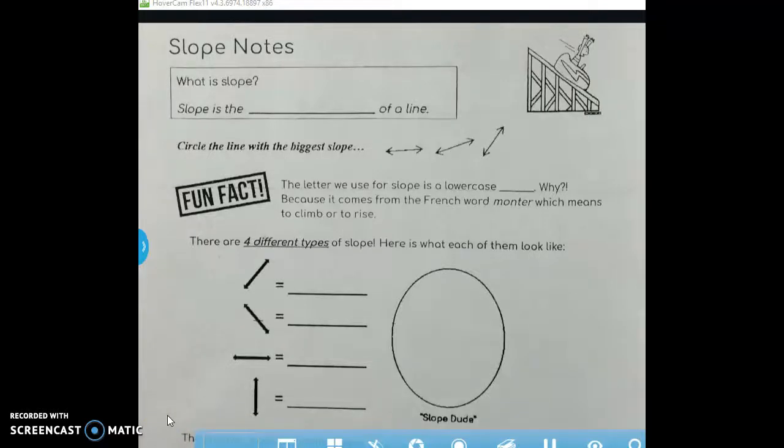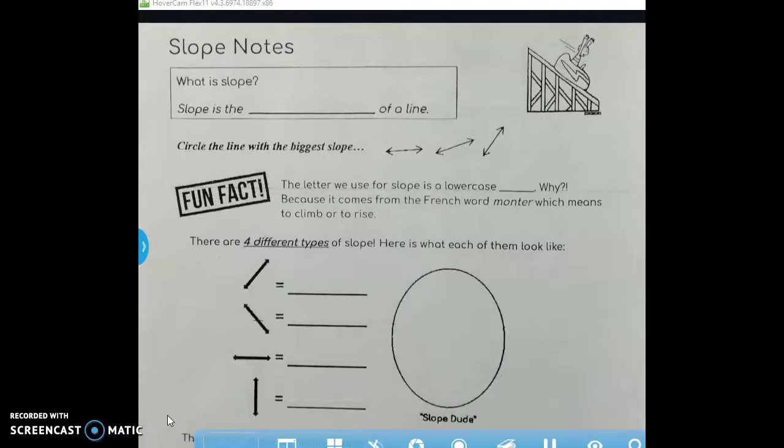Today we're going to learn about slope. This is an introductory lesson about main characteristics of slope, different types of slope, and important vocabulary that you must know in order to be sufficient in slope questions and, of course, in the future, Algebra 1 and Algebra 2.